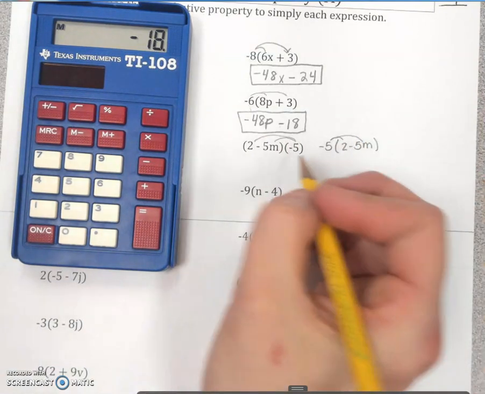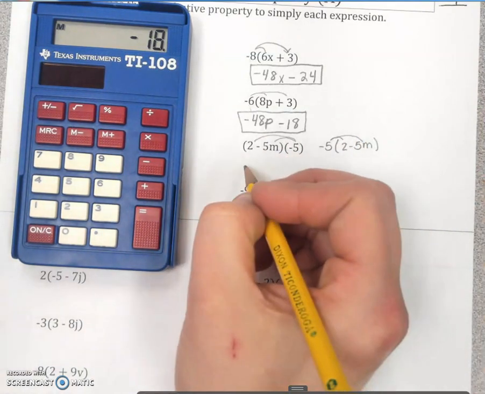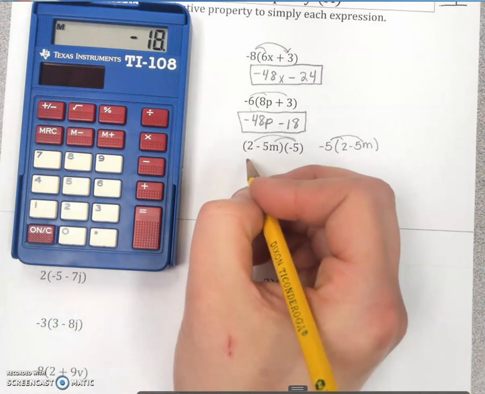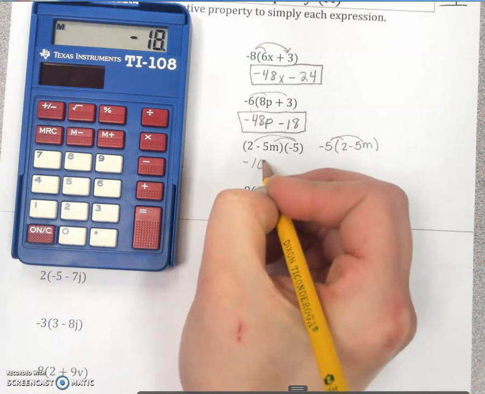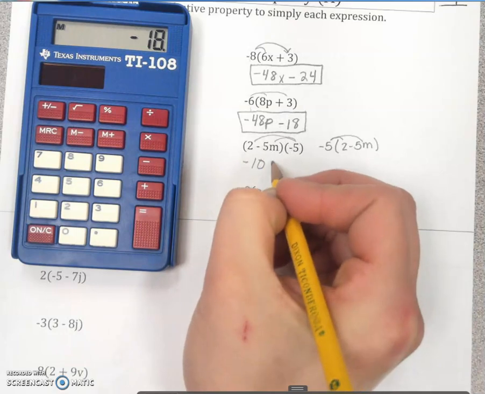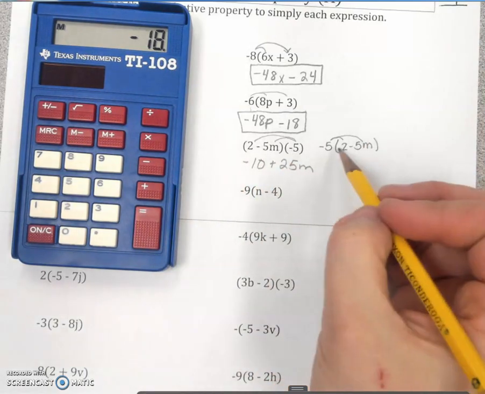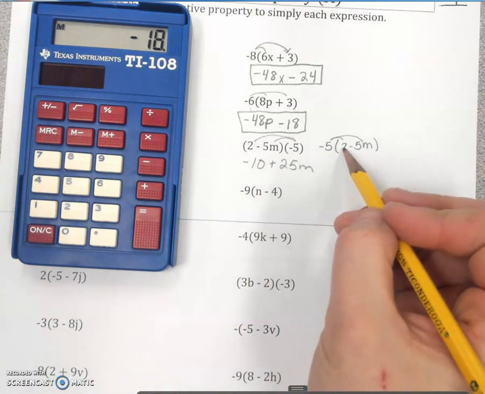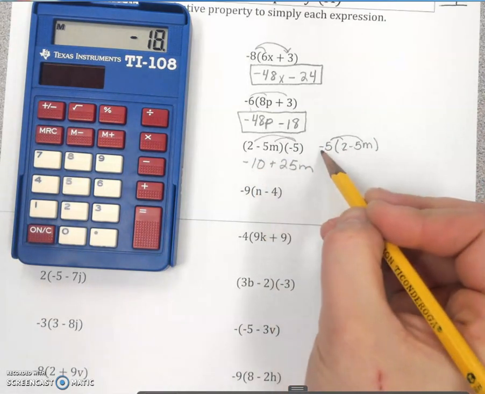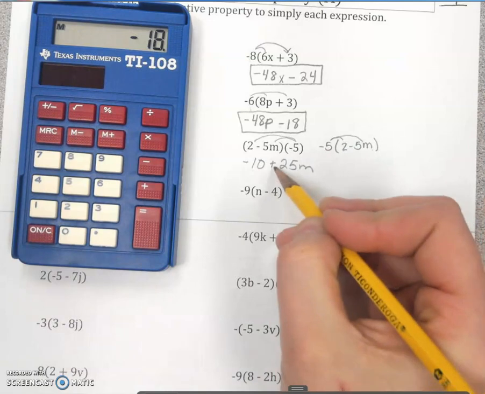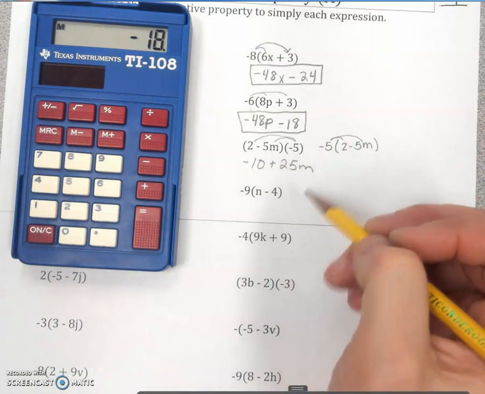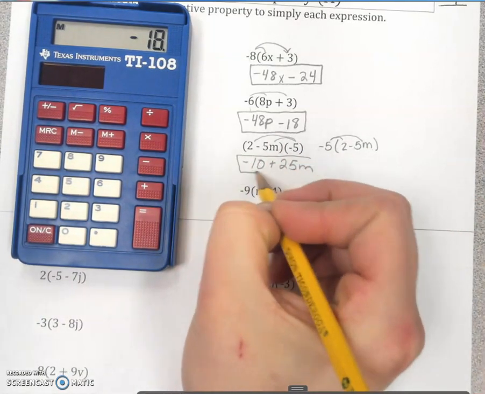Okay, so negative 5 times 2 is a negative 10. Negative 5 times a negative 5m is a positive 25m. Same thing if I did it this way. Negative 5 times 2 is a negative 10. Negative 5 times a negative 5m. Negative times a negative equals a positive 25m. Okay?